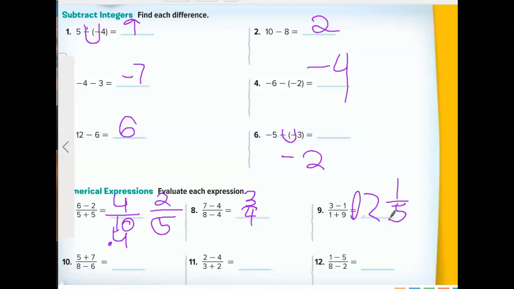Ooh, you wrote it as a decimal. So we got 2/10, which is the same as 1/5, because you can divide both the top and the bottom by 2 to get 1/5. What'd you get? 6. Yeah. Do we agree? Yes.